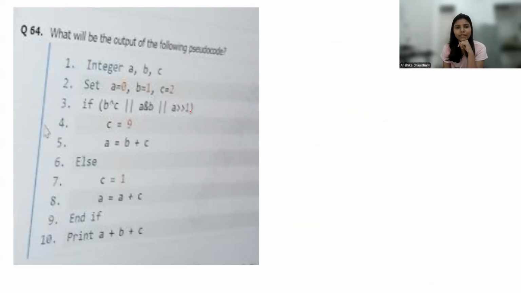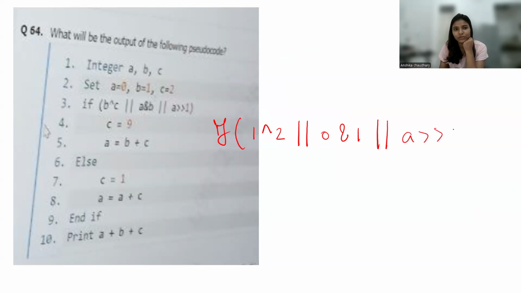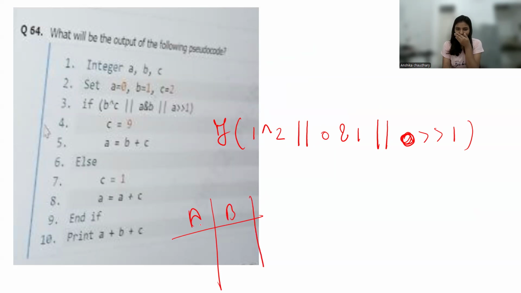The next question is we have a equals 0, b equals 1, and c equals 2. And in the if condition, we need to take b XOR c. So b is 1, XOR c, that means 2. This is logical OR a AND b. So a is 0 and b is 1. This is logical OR a right shift 1. So I'm directly writing the value of a as 0, right? So for OR, what is the truth table? This is the truth table I'm making. If a is 0, b is also 0, the answer will be 0. If a is 1, b is 0, the answer will be 1. If a is 0, b is 1, the answer will be 1. If both are 1, the answer will be 1.